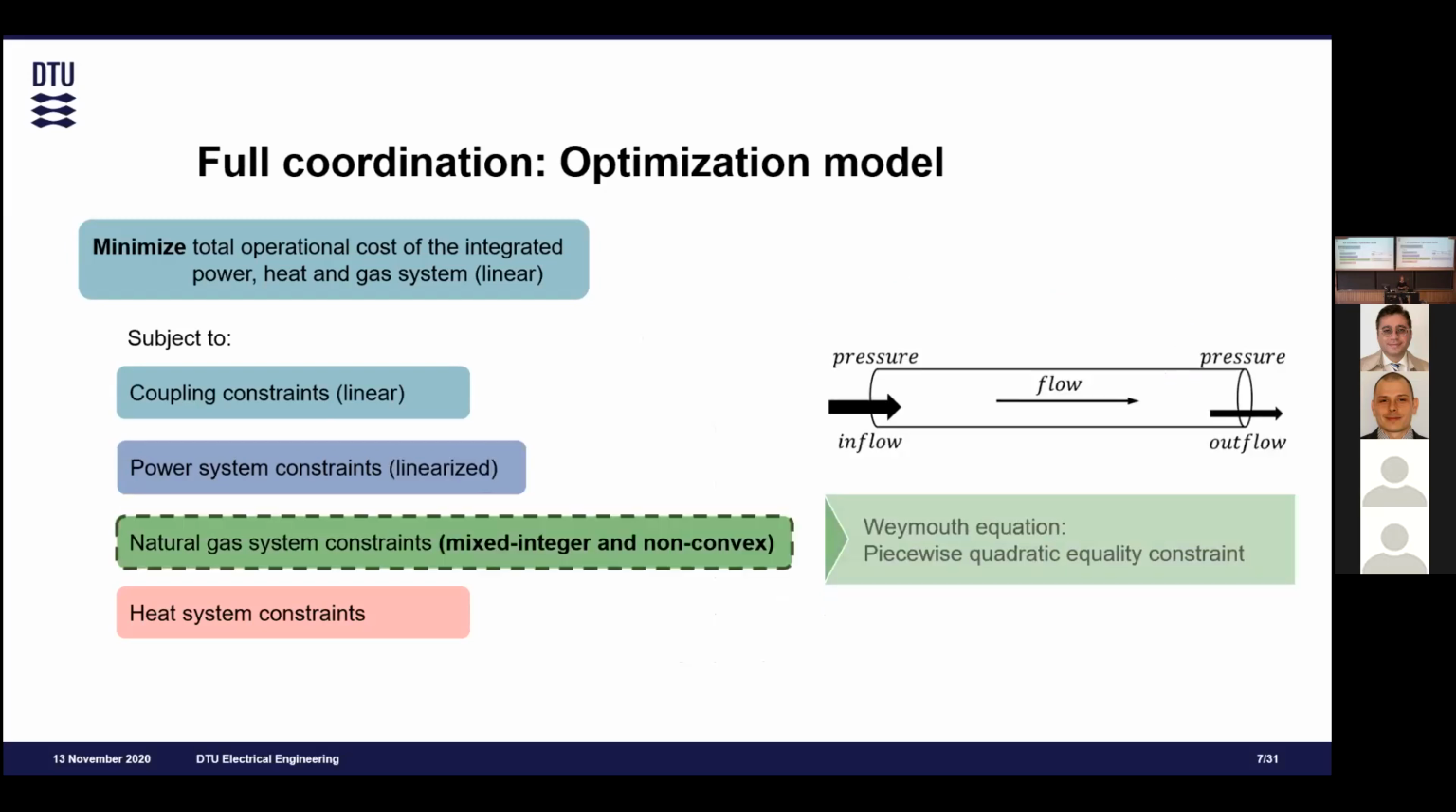The gas flow can be modeled according to its steady state flow equation, the so-called Weymouth equation, which relates the pressure points at both ends of a pipeline to the flow along the pipeline. Furthermore, we include Linepack, that is the energy that can be stored inside pipelines, which allows for varying in and outflows. And note that we need binary variables if we want to account for varying flow directions in the gas network. And also the Weymouth equation is a piecewise quadratic equality constraint and therefore non-convex.